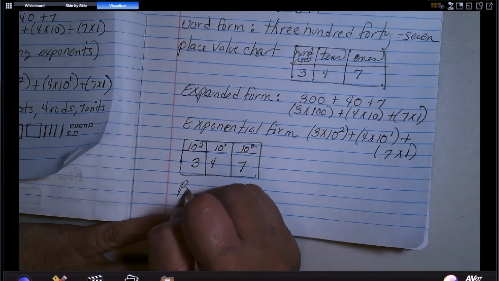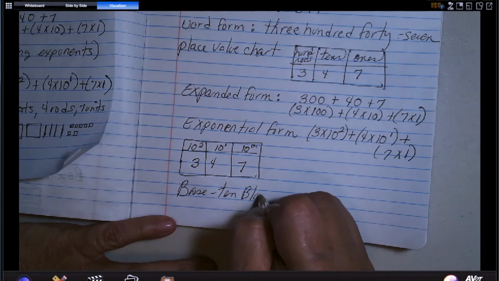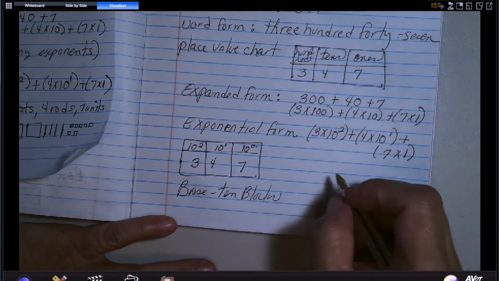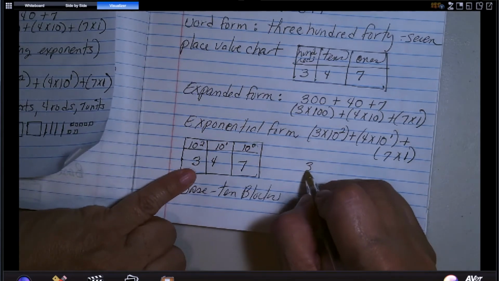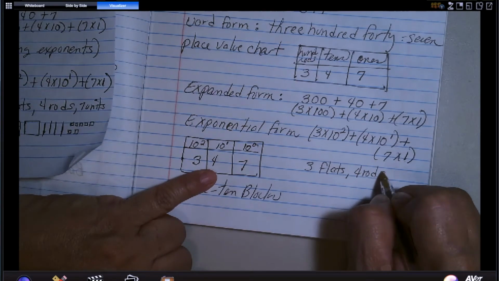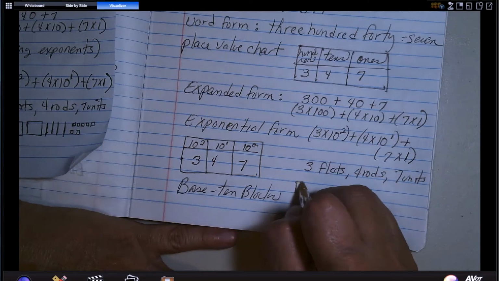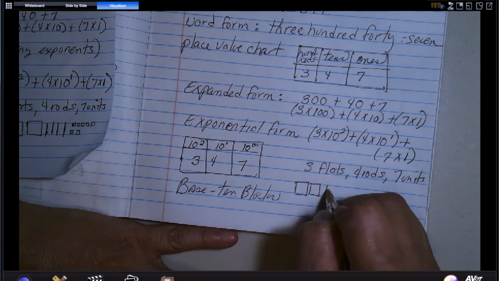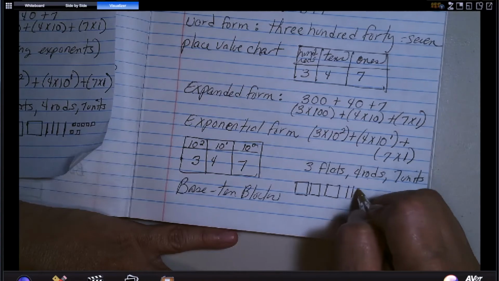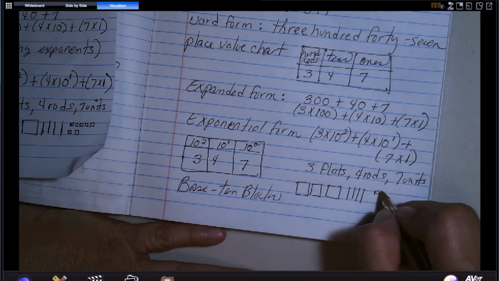Then, using base 10 blocks, we are going to have 3 flats, 4 rods, and 7 units. The flat is a square. I'm going to draw the rods as a line or a thin rectangle, and then my 7 units. 2, 3.